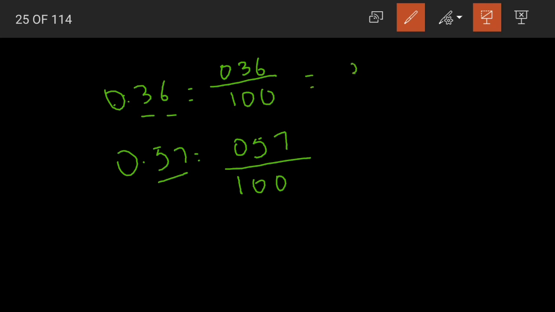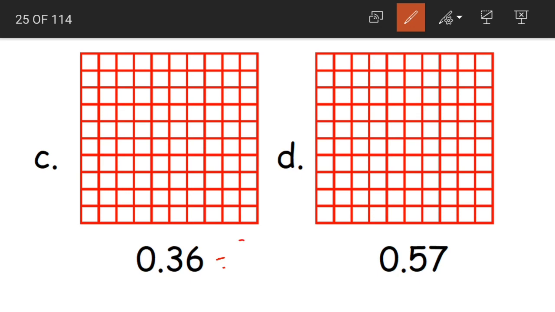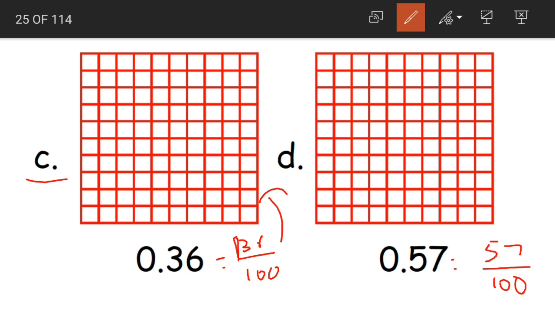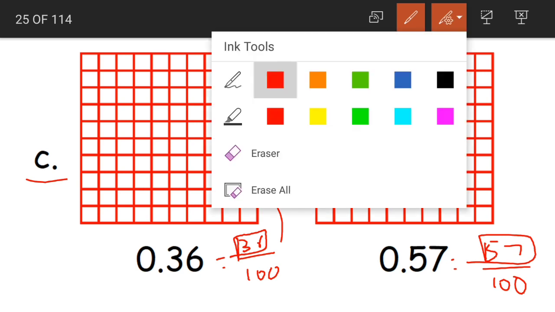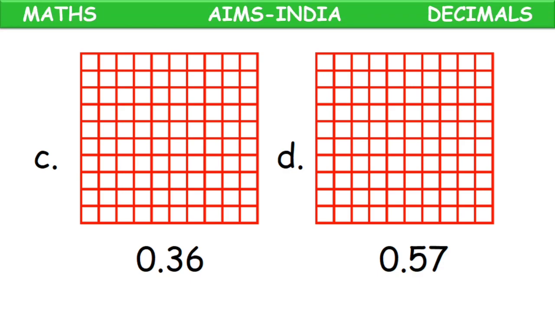Now 0.36 is nothing but 36 by 100. 0.57 is nothing but 57 by 100. So the fractions representing are 36 by 100 and 57 by 100. So to make the figure represent the same, what should we do? For question C, we have to shade 36 squares, and for question D, we have to shade 57 squares. Is this clear, children?